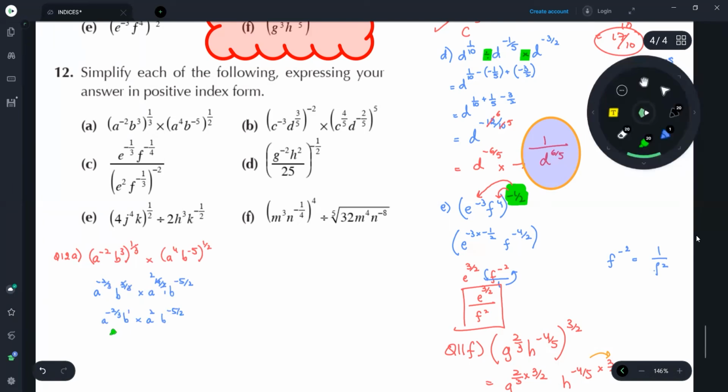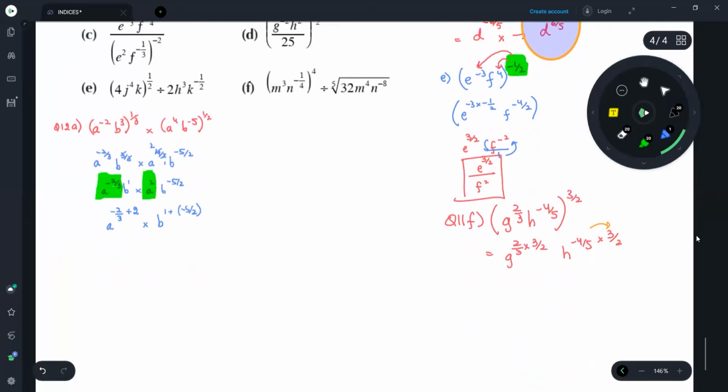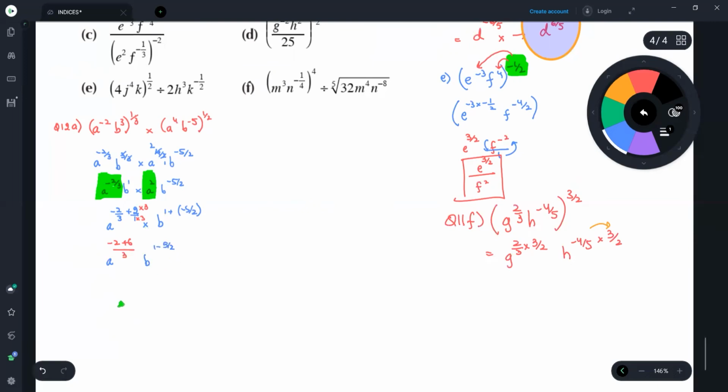The bases are same. So we talk about a and a. Can you multiply a and a? Yes, sir. And the bases are same, now be multiplied, powers are added. So it's going to be minus 2 upon 3 plus 2 upon 1. Yes or no, all of you? And b would be 1 plus minus 5 upon 2. Yes, sir. And then take out the LCM here, Hassan. The LCM is going to be 3. It's going to be minus 2 plus 6 upon 3, and b would be 1 minus 5 upon 2. Yes or no? Yes.